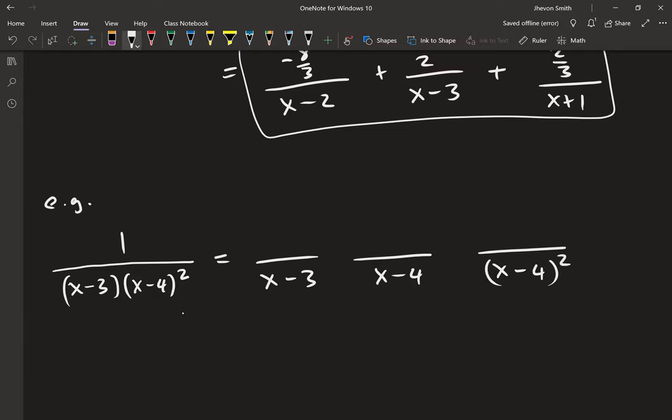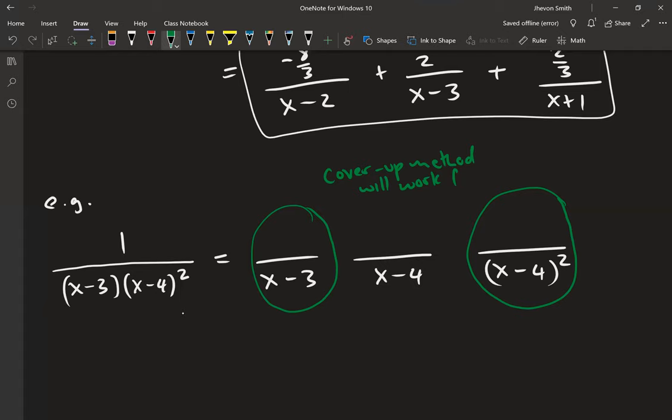So it turns out you can use the cover-up method for this guy because he's a non-repeating linear factor, and you can use the cover-up method for this guy because he's the highest multiplicity of a linear factor. So cover-up method would work for these two. But then this guy, you don't know what this is. So you can call this, say, B, that you have to find later. But what you can do is the cover-up method for these two. So for this one, I'm just going to cover up the x minus 3 and plug in 3. So this would be 1 over 3 minus 4 all squared. That is going to give me plus 1. 1 is going to be the coefficient up here.